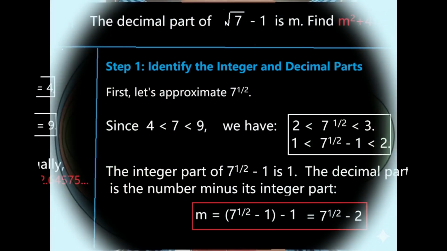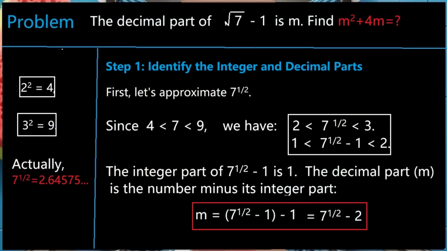Here's the problem. Let m be the decimal part of the square root of 7 minus 1. Find the value of the square of m plus 4m. To solve this problem, we first need to express m precisely in terms of the square root of 7. Step 1. Identify the integer and decimal parts.